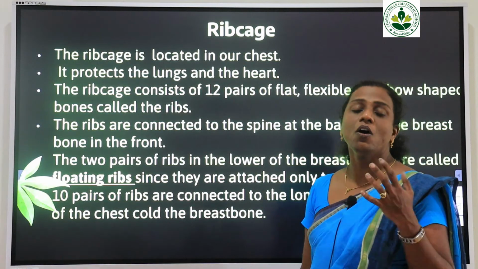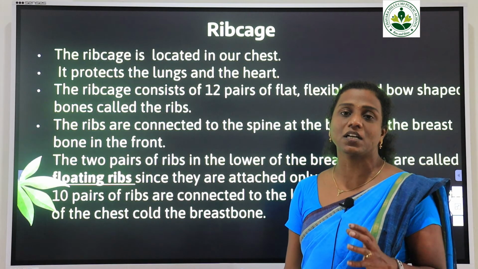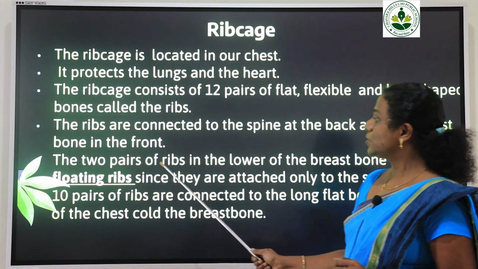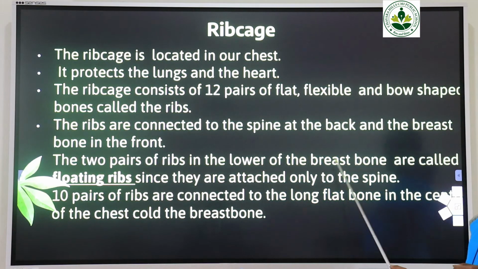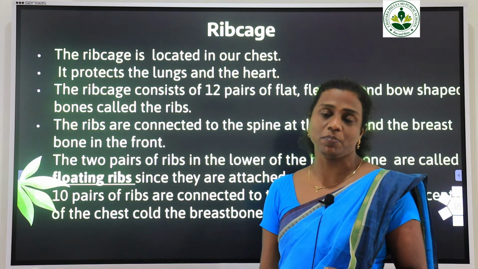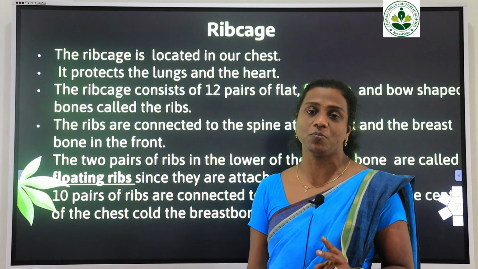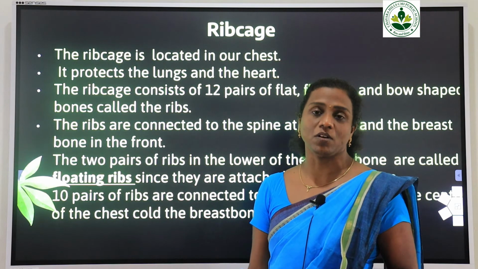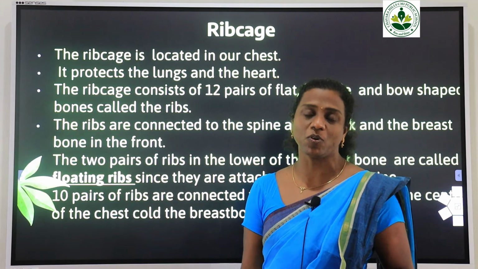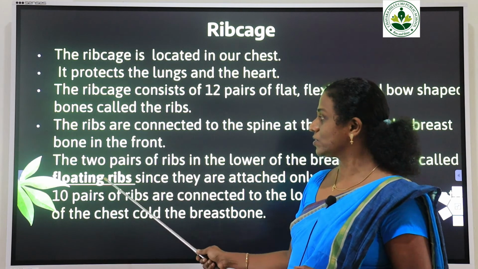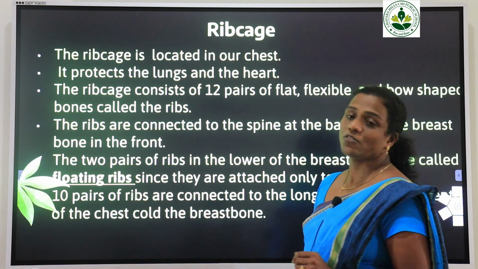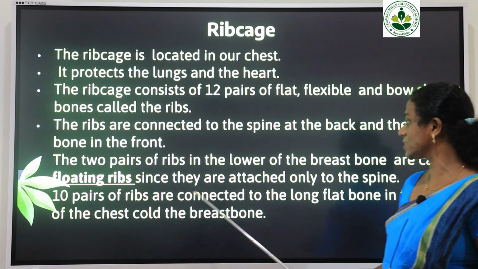I already said that all the 12 pairs of bones are connected to the spine or backbone. The 2 pairs of ribs in the lower part of the breastbone are called floating ribs. Among the 12 pairs of bones, only 2 pairs are connected to the spine only. The remaining 10 pairs are connected to the breastbone also. The 2 pairs attached only to the backbone are known as floating ribs because they are flexible.